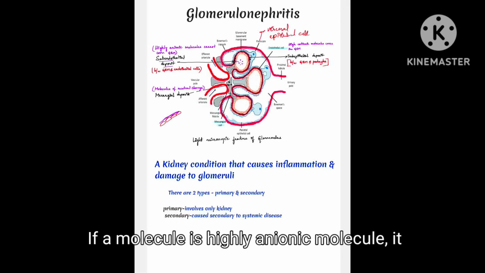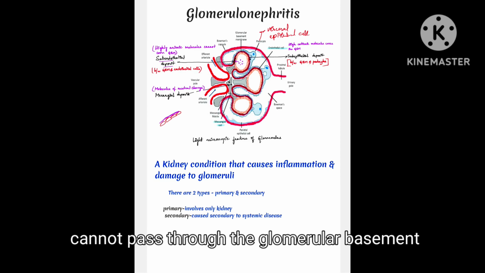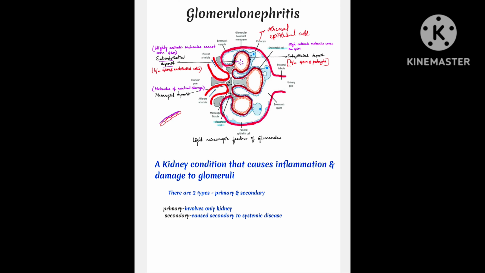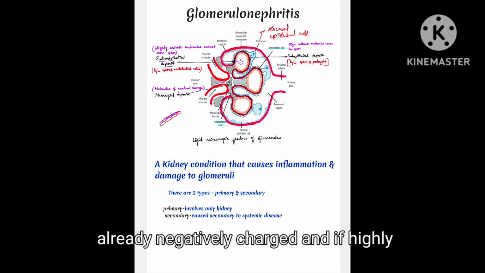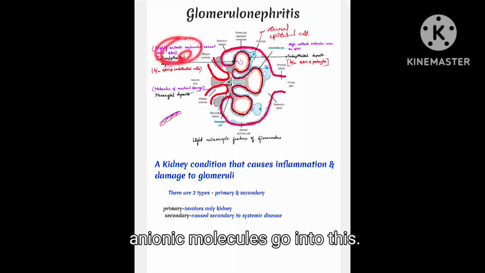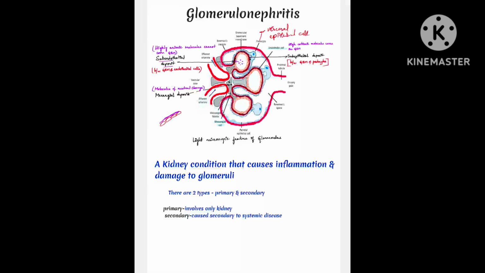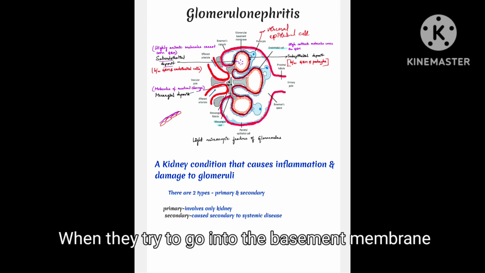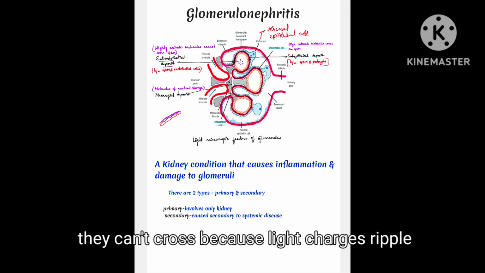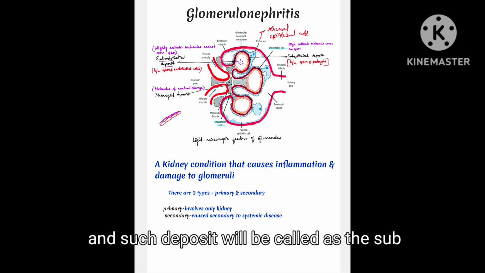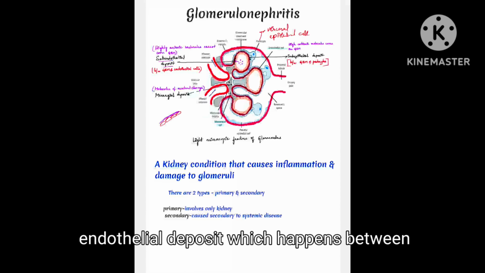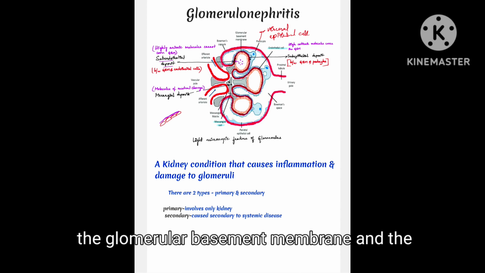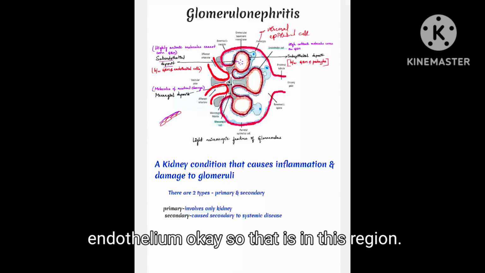If a molecule is highly anionic, it cannot pass through the glomerular basement membrane because the glomerular basement membrane is already negatively charged. If highly anionic molecules try to go into the basement membrane, they can't cross because like charges repel, and such a deposit will be called a subendothelial deposit, which happens between the glomerular basement membrane and the endothelium. Okay, so that is in this region.